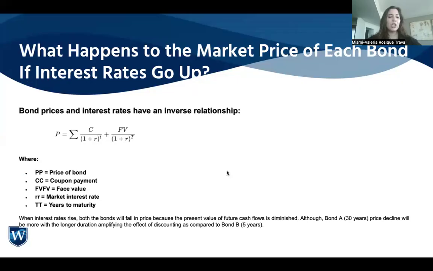So what happens to the market price of each bond if interest rates go up? Bond prices and interest rates have an inverse relationship. Here we have the formula, where P stands for price of the bond, C is the coupon payment, FV is the face value, r is the market interest rate, and T is the years to maturity. If interest rates increase, both bonds will decline in price because the present value of future cash flows becomes lower. However, bond A, the one of 30 years, will experience a larger price decline than bond B, the one of 5 years, because its longer duration amplifies the effect of discounting.